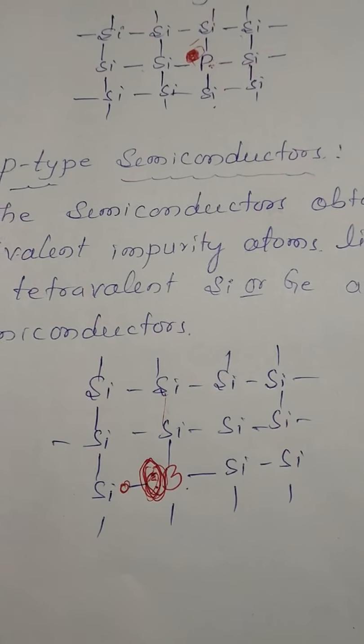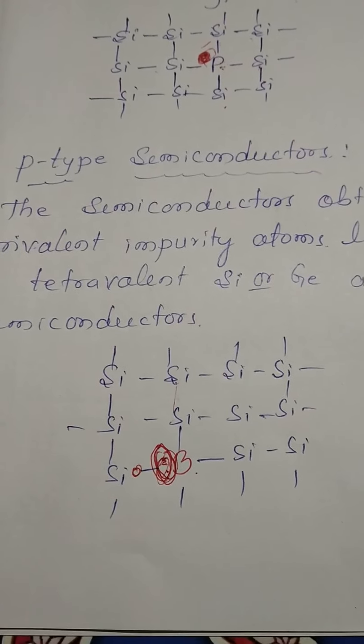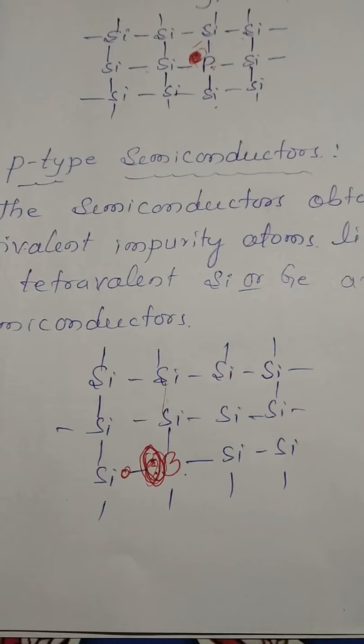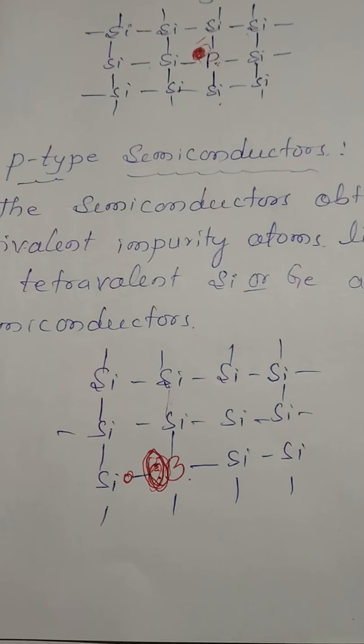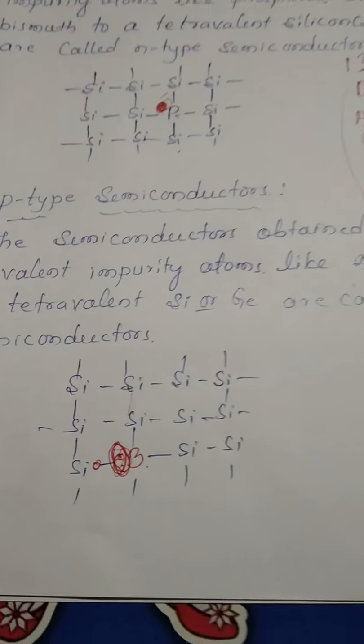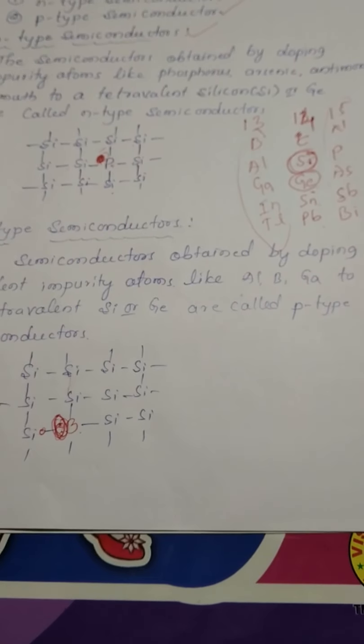Once again I'll repeat this. When silicon is doped with boron, silicon forms only 3 covalent bonds with boron, which creates a hole or electron vacancy. So in p-type semiconductor, holes are the charge carriers. In p-type, conductivity increases as a result of holes.